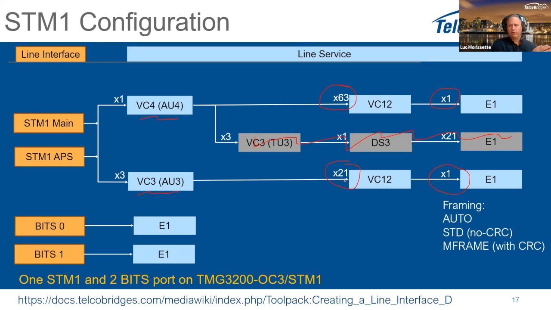So for OC3, we get 84 E1s. For STM1, we get 63 E1s. But in total, it gives about the same number of channels. It's 2,000 channels in the system. The E1 configuration here is the same as what you saw before. The 2-bit port are still available. Normally, when we use STM1, we will use E1s here.